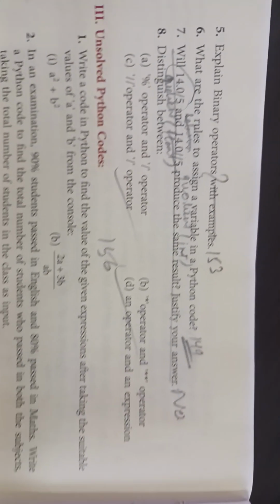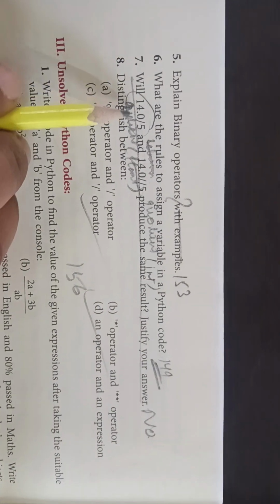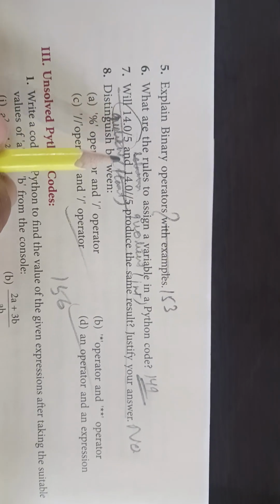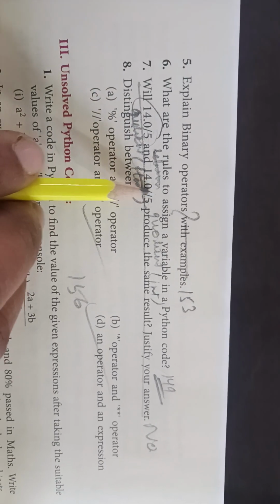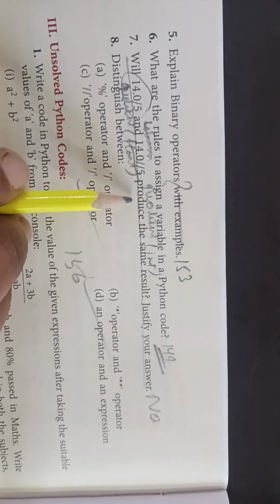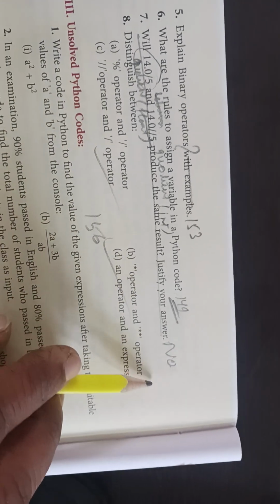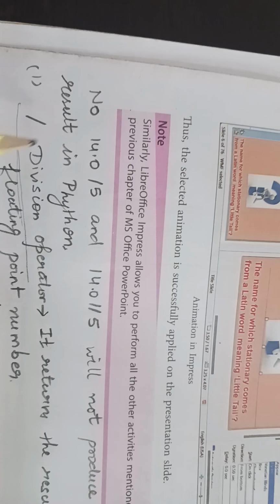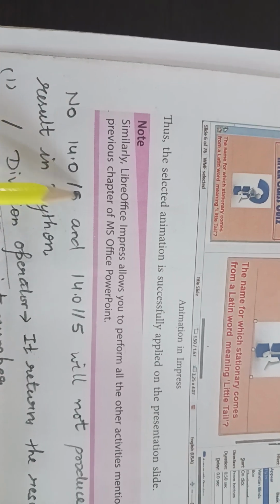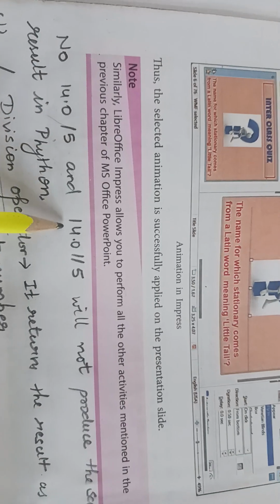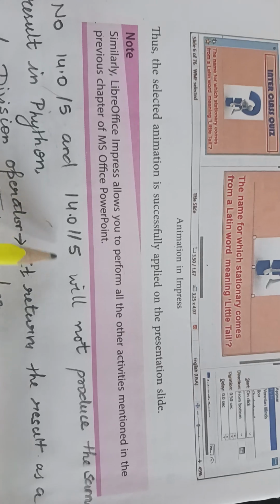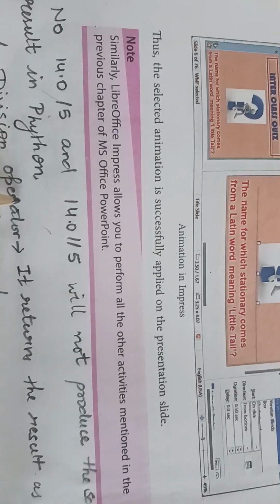The next question is: will 14.0 divided by 5 and 14.0 double division 5 produce the same result? Justify your answer. So we can say no. 14.0 divided by 5 and 14.0 floor division 5 will not produce the same result in Python.